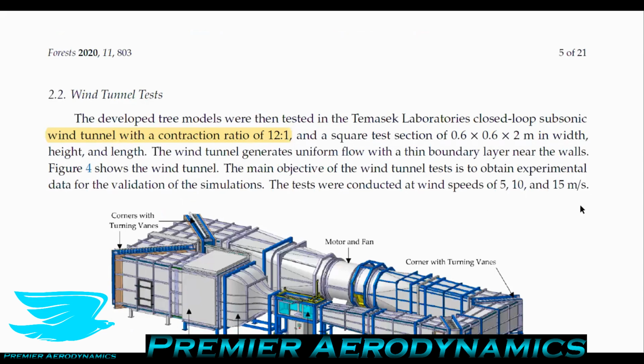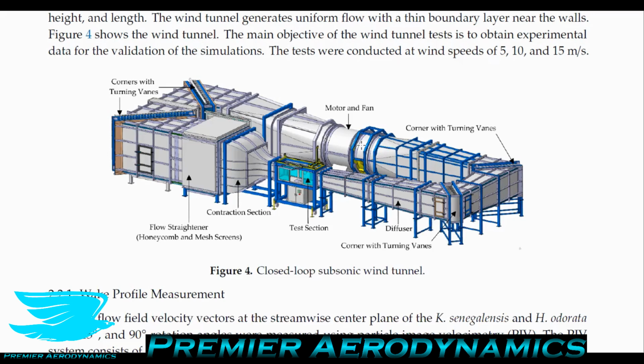And with their wind tunnel measurements, they just use their wind tunnel, which had a contraction ratio of 12-to-1. I just highlighted that because it is fairly good. I mean, anything above about 8-to-1 is very good. It means you need to have a very big area to house this wind tunnel, but you get a very good quality flow out of it.